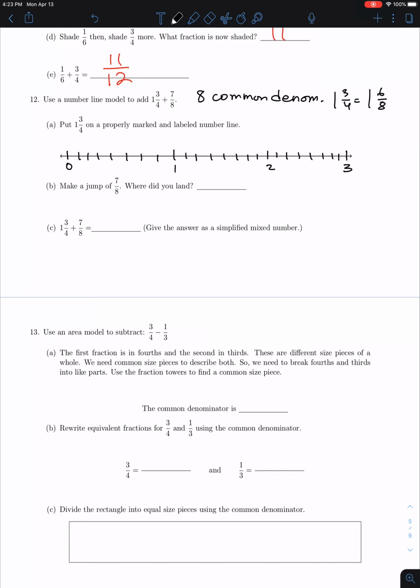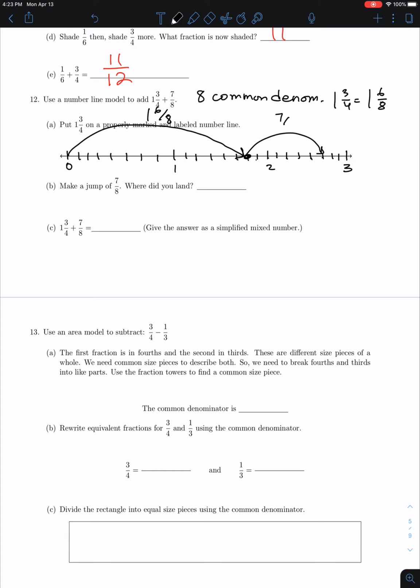Again, first thing we want to do is plot 1 6/8. So start with 1 and then count over 6 tick marks. So 1, 2, 3, 4, 5, 6. So 1 6/8 would be right there. And to that, we want to add 7/8. Again, since all of our tick marks are in terms of eighths, we can just jump 7 tick marks. So 1, 2, 3, 4, 5, 6, 7.